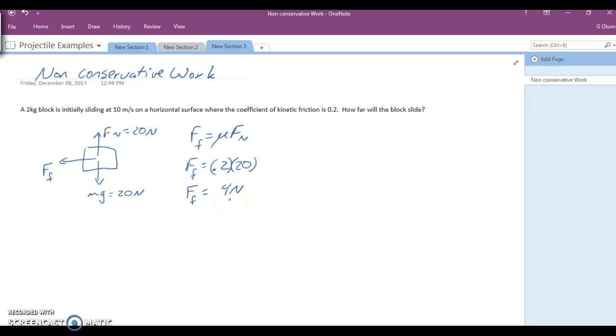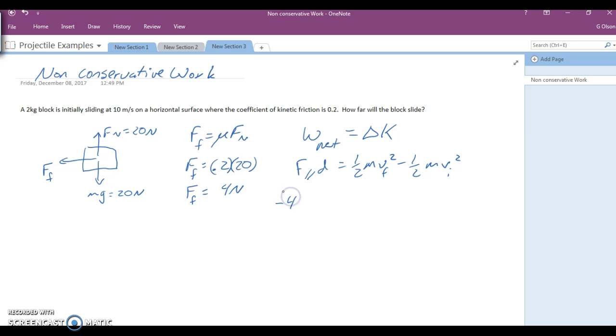Okay, so to solve how far it's going to slide, I'm going to use the work-energy theorem. That states that the net work equals the change in kinetic energy. So the net work, force times distance, equals 1/2 m v final squared minus 1/2 m v initial squared. The force we're talking about is the net force, that's the friction force.